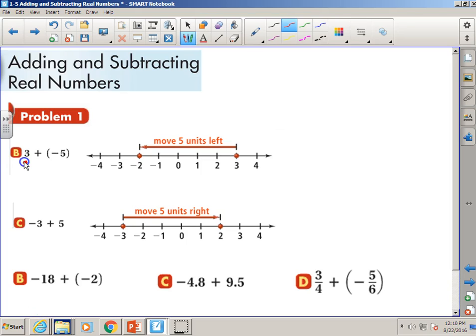So here we have a positive 3 plus a negative 5. In this example, they show you using a number line. So we're on positive 3, so we're right here. And you are going to add negative 5. So you're basically subtracting 5 units. So when you're going to subtract 5, you're going to hop to the left. So 1, 2, 3, 4, 5. You end up landing on negative 2. So 3 plus a negative 5 is a negative 2.